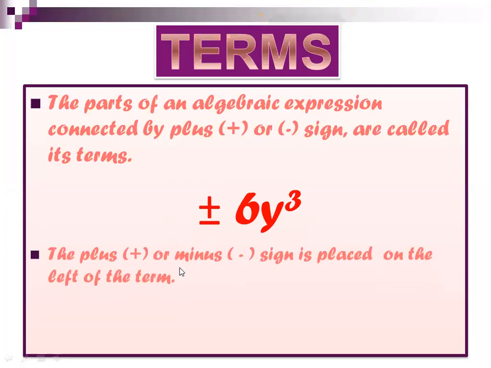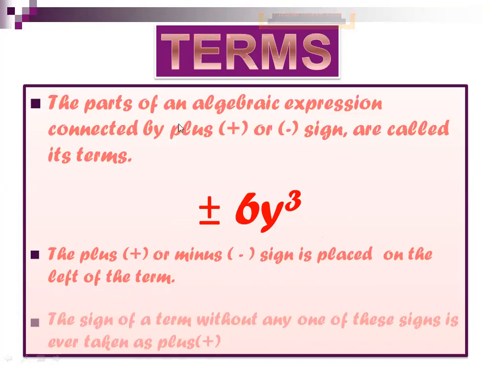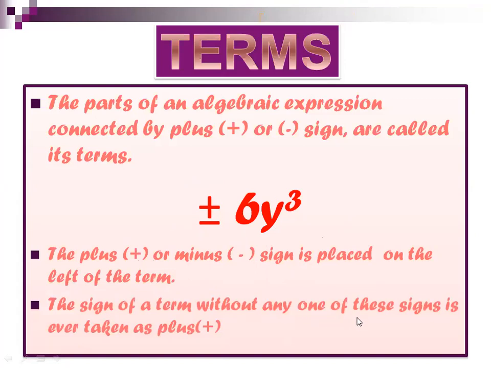The plus or minus sign is placed on the left of the term. Please keep it in your mind that you always consider the sign on the left side, minus or plus. Suppose this is your term, so you will say this is its sign. The sign written on the right side, please do not consider that one. You will always consider the sign written on the left of the term.